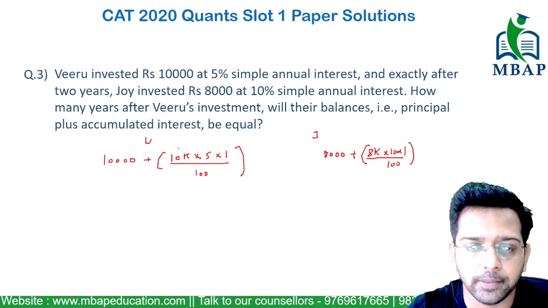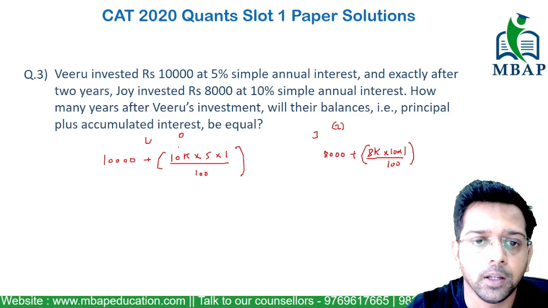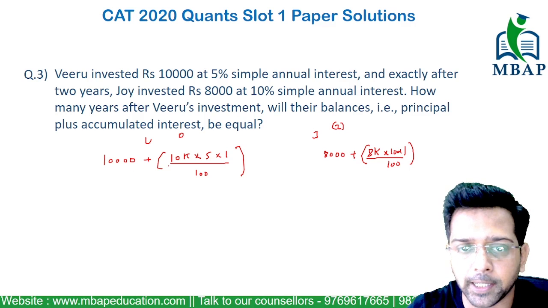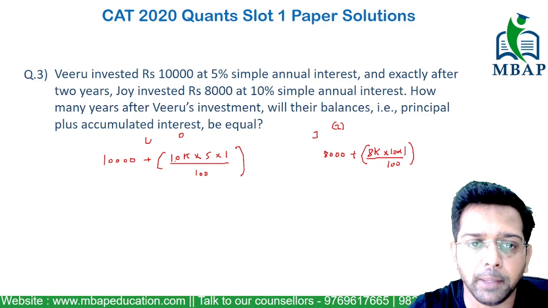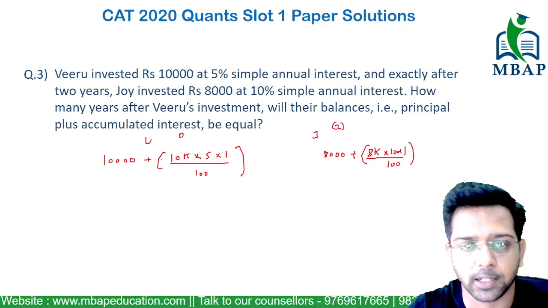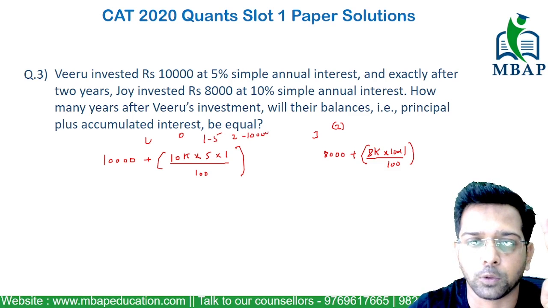Now for 1 year, let's consider in this case, let's say this is my year 0 and Jay came after the second year. For the first year, the interest which will be accumulated for Viru will be 5% of 10,000. 10% is 1,000, 5% will be 500. For 1 year, it is 500. So for 2 years, it's basically 1,000.